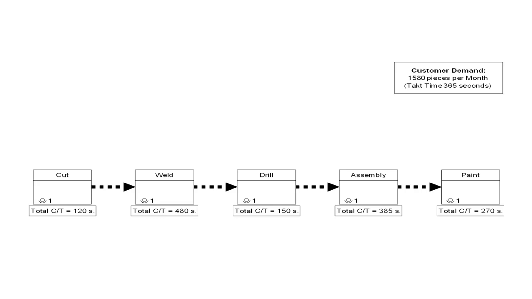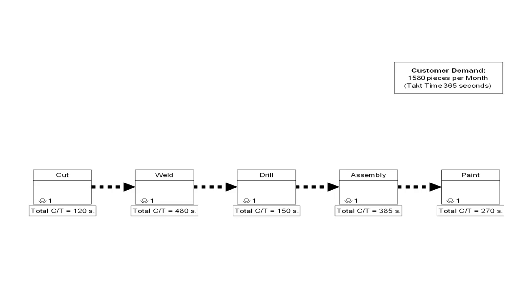Finally, in this example, the customer demand is 1,580 pieces per month, which works out to a takt time of 365 seconds per piece. So, in order to meet the customer demand, this process must produce a finished product every 365 seconds, or roughly every 6 minutes.